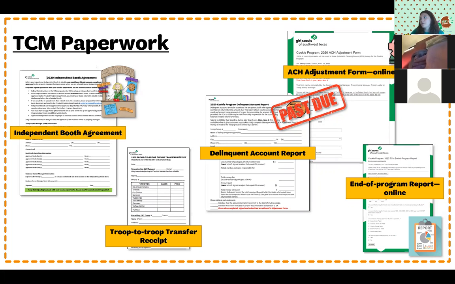So those are two really important forms. And so definitely keep those in mind if you do have any parents who owe your troop money at the end of the program. And then the last thing is our end of program report. And so that will be a report that you'll complete online after you submit your rewards in eBuddy. It is linked, it's online, we'll link it in our TCM emails to you. And then it will also be linked on our webpage. So that will be there for you to complete at the end of the program.